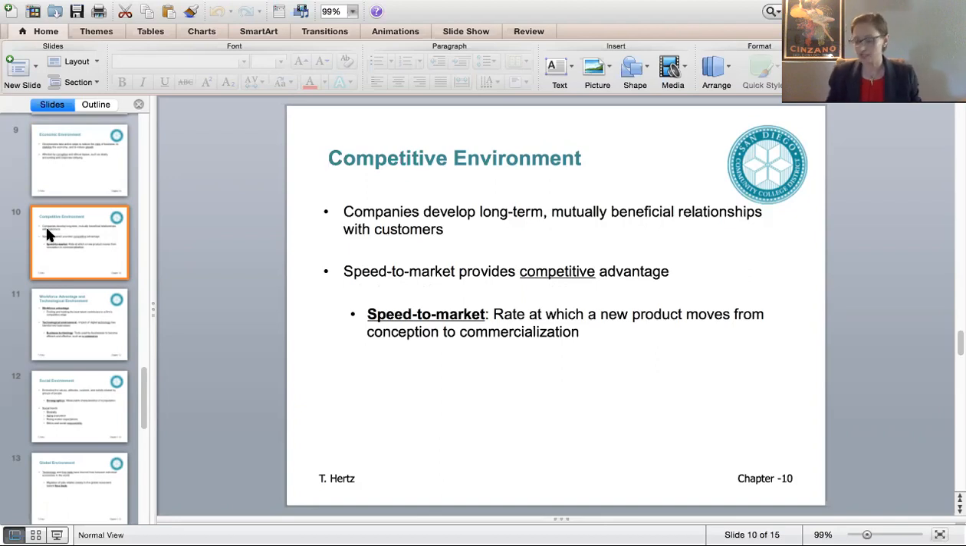Speed to market is just how fast we can get our product or service to market from the conception or the idea stage all the way to the commercialization or the profit stage. It's really important to understand how it can help our business. There are a couple of different advantages we can have when it comes to speed to market. There's what's called a first mover advantage. First mover advantage is just like it sounds. We're the first one to get that particular product or service to market, and there are advantages to that.